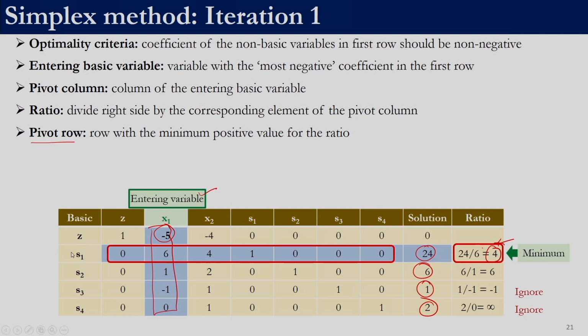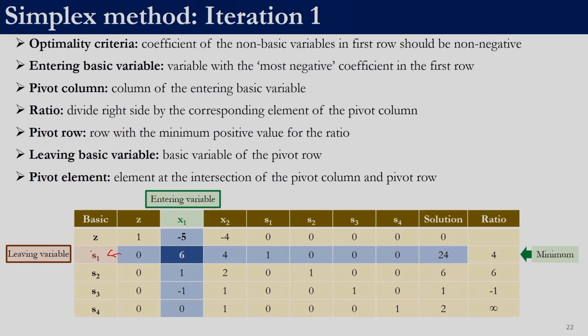So, now once we have identified the pivot row, the basic variable corresponding to the pivot row, in this case which is S1, that is the leaving variable. First we identified the entering variable, now we have identified the leaving variable, and the intersection of the pivot row and pivot column is the pivot element.